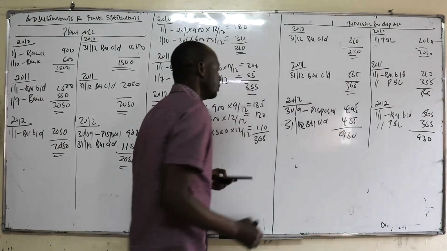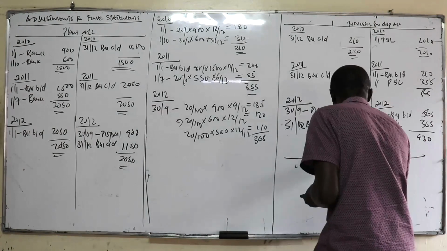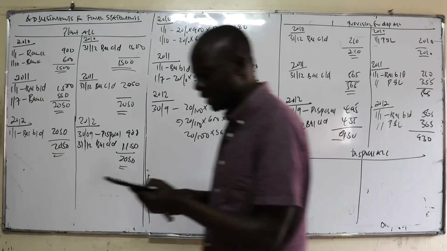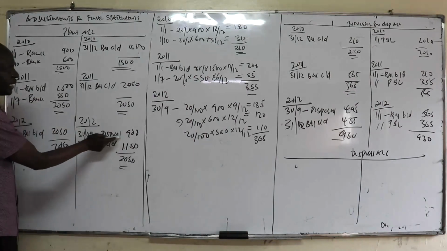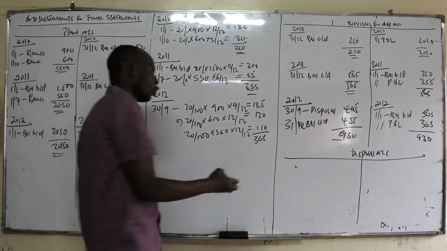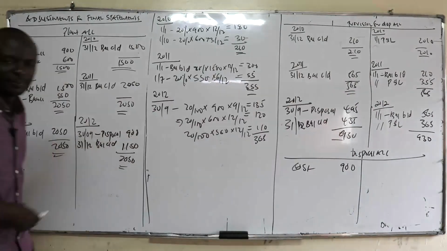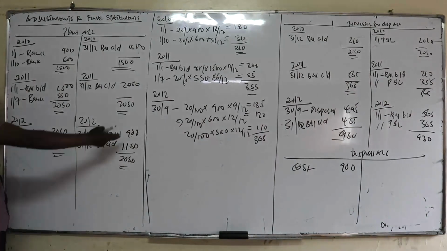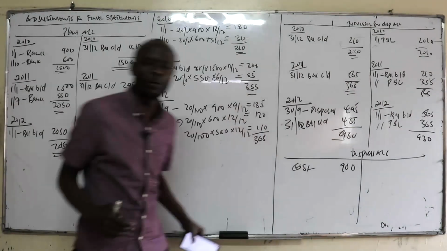Yes, I have understood. Now you're going to prepare the last account. You call it the disposal account. I'm going to remind you what we said about disposal. Number one, when you dispose of an asset, you credit the asset account by the original cost, 900, and you debit disposal. You're going to write here cost 900. Are we together?